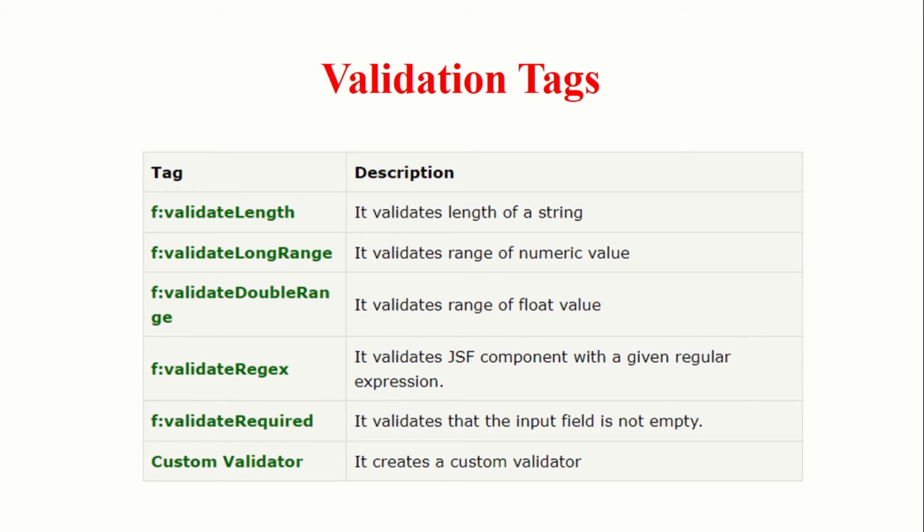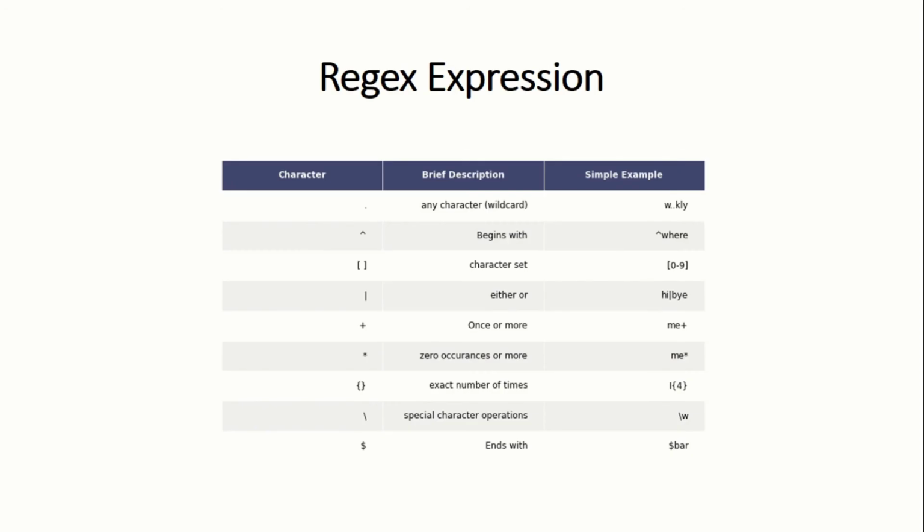Now when we're talking about the regular expression validator, these are the characters we will use to check whether the input follows a particular pattern. The dot character represents any character. So for example, W dot: any character can come in the second position, but the beginning should be W. The second character can be any character, then it should end with KYL. That is the meaning of this one.